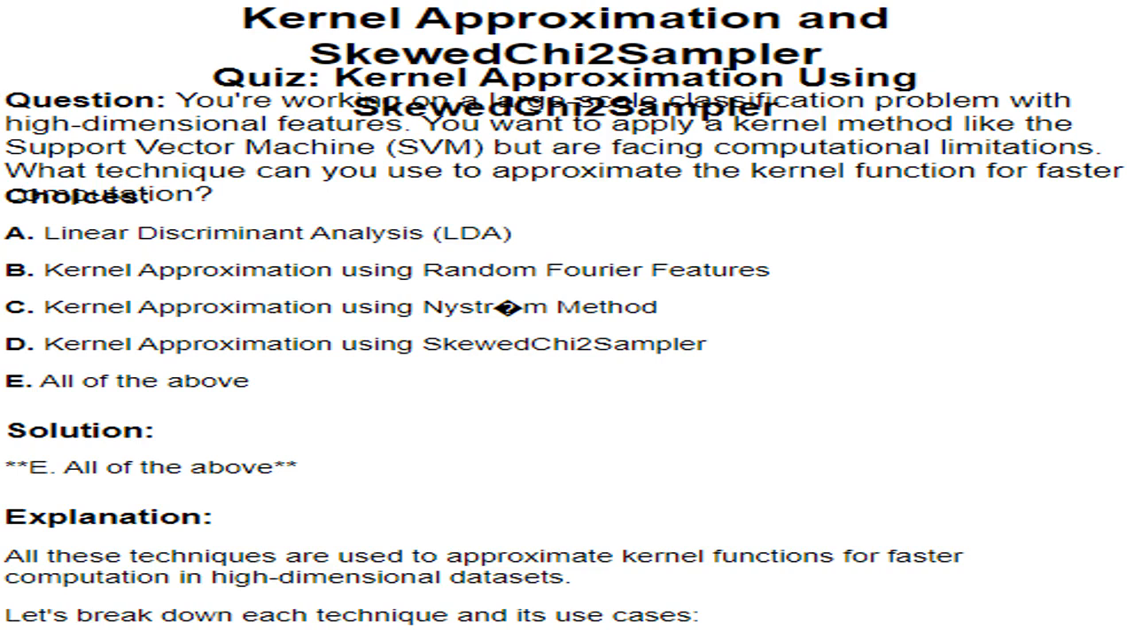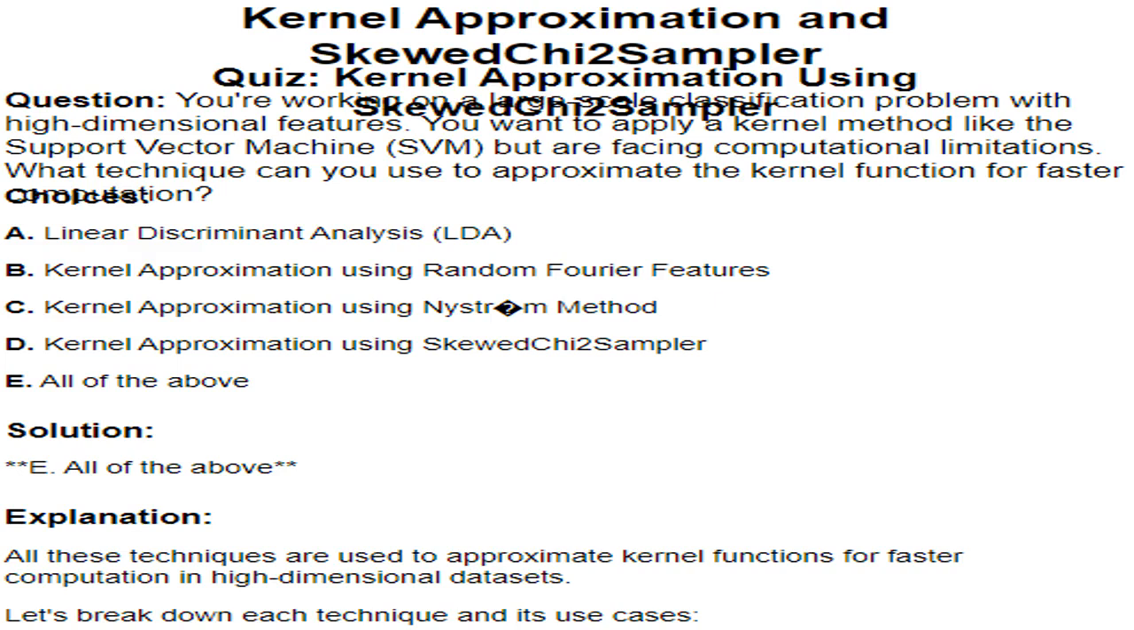C. Kernel approximation using Nystrom method. Correct. The Nystrom method is another common kernel approximation technique. It approximates the kernel by selecting a subset of data points called landmarks and using them to construct the low-rank approximation of the kernel matrix. This reduces computational complexity while preserving essential information from the original kernel.